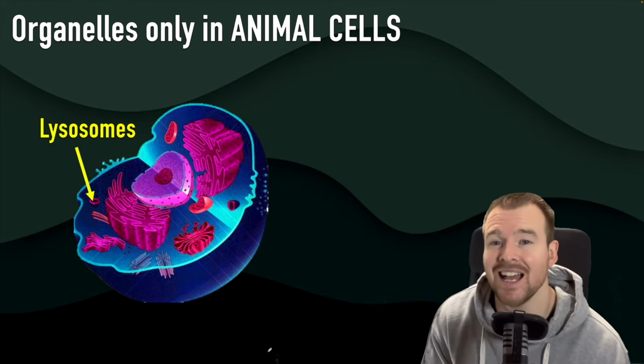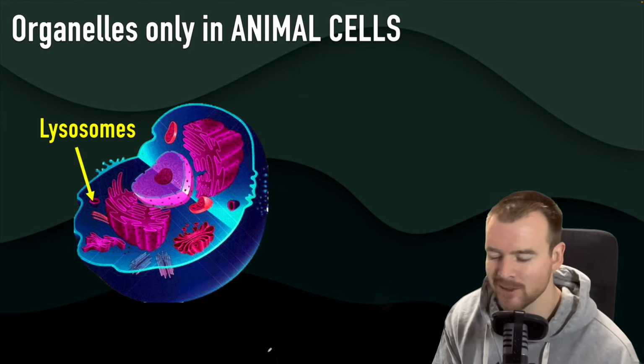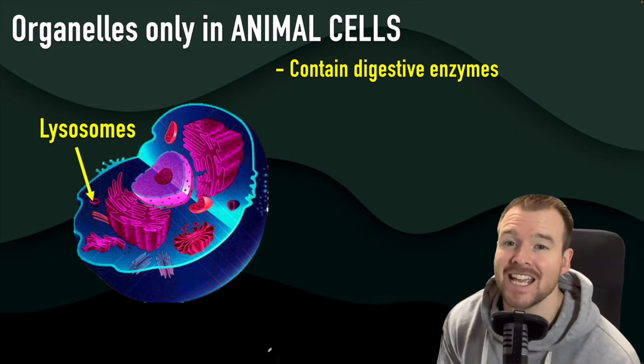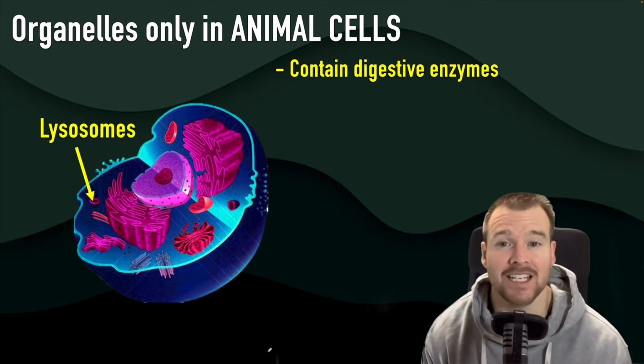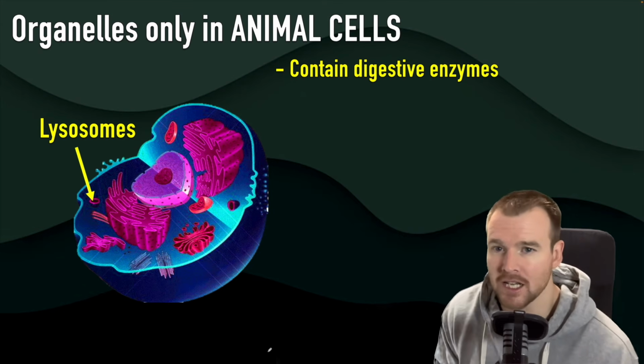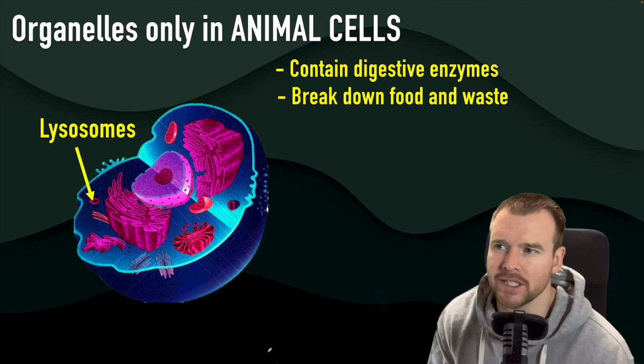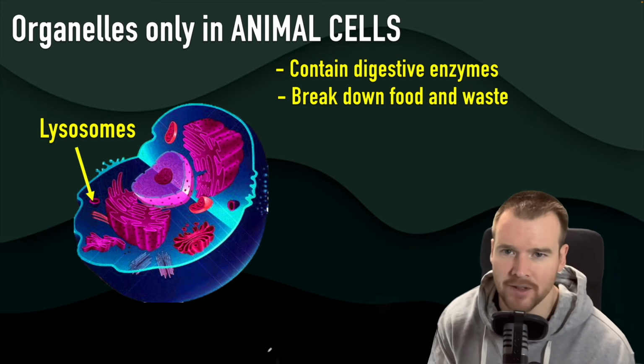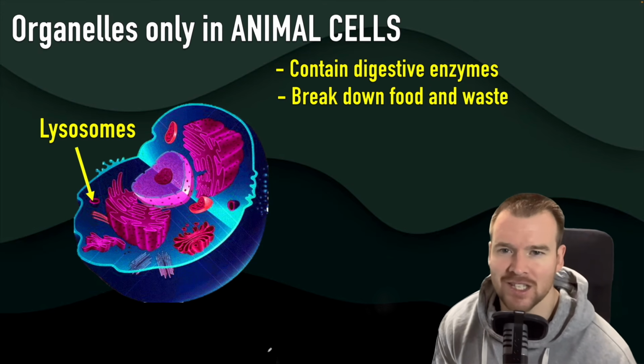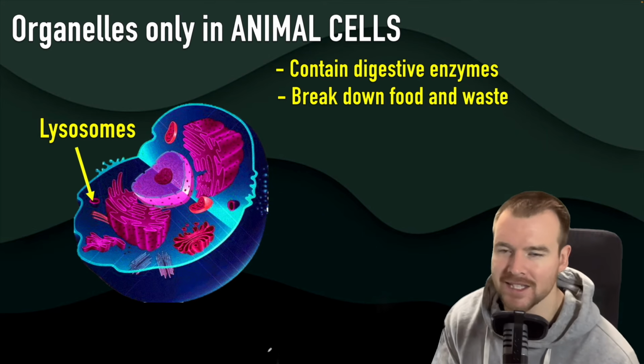My first one is lysosomes. What are lysosomes? Lysosomes contain digestive enzymes. When I say digestive, you might think about digesting and breaking down food, and that's kind of what they're related to. They break down food, but they also break down waste and dead cells and stuff like that. But I remember it as digestive enzymes to break down food and stuff like that.